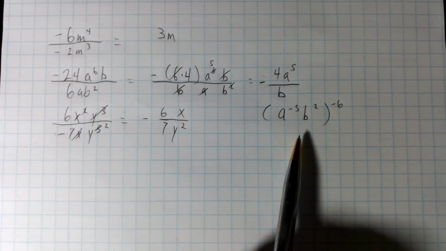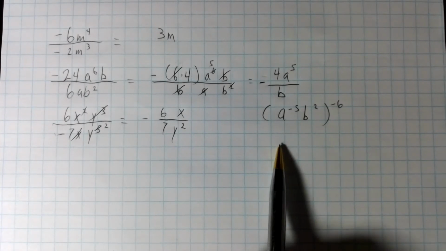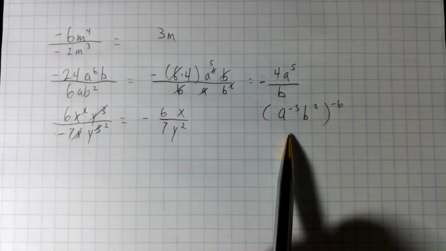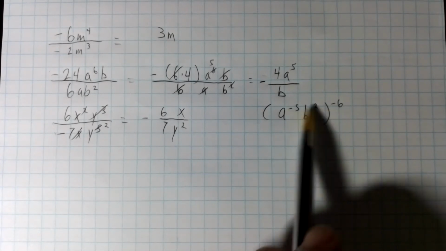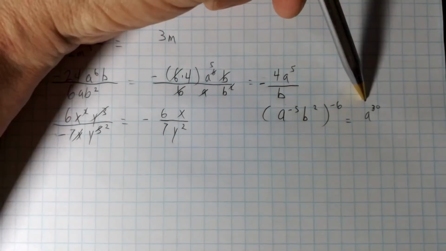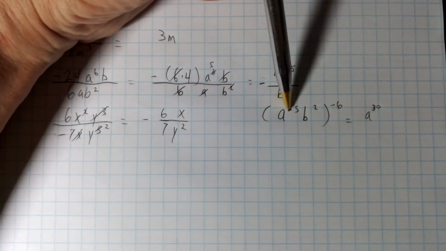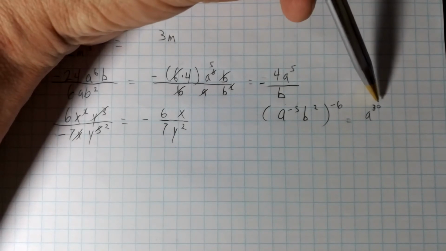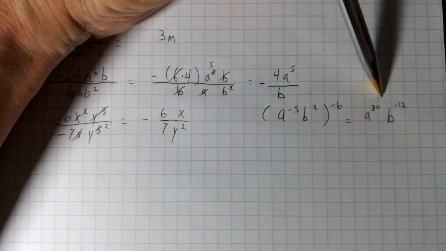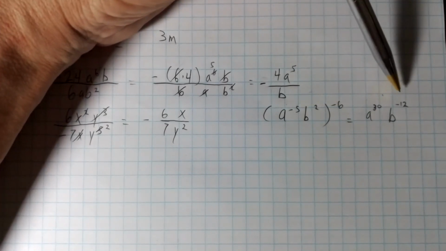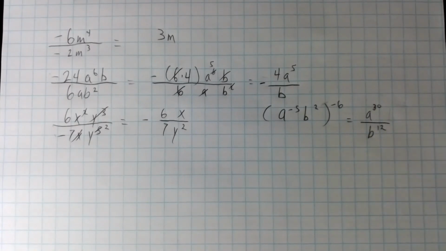Alright, for a problem like this, I see negative sign here and a negative sign here. I'm not quite sure what the best thing to do is here. I'm just going to distribute my negative 6 first. And that's going to give me an a to the 30th power. Negative 6 times a negative 5 will give me a 30. And then I'm going to get a b to the negative 12th, because the negative 6 times the 2 is the negative 12. And at this point I can just drop my b's to the bottom and change the sign. Here's my answer.